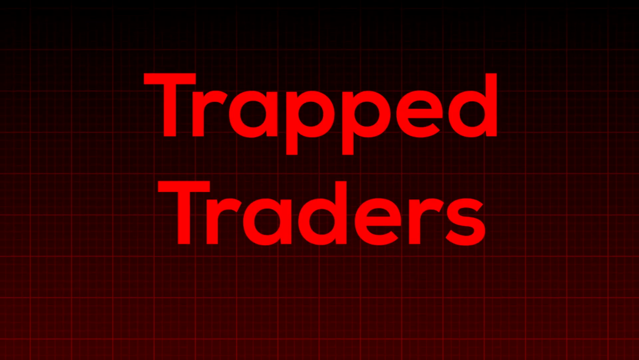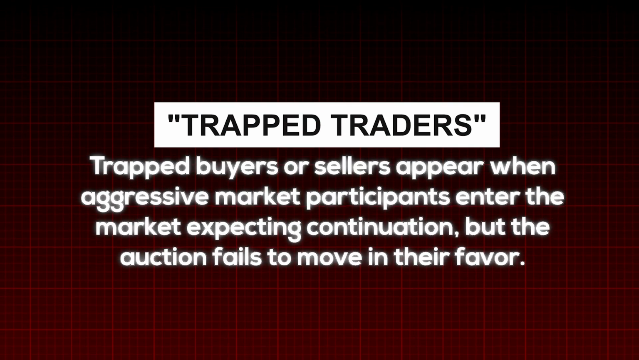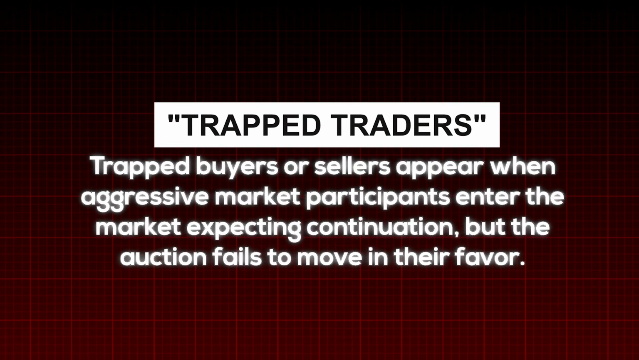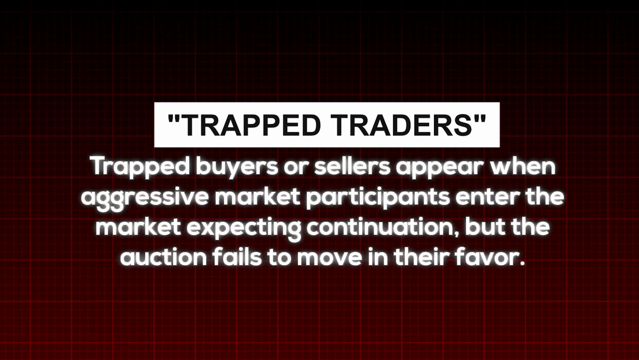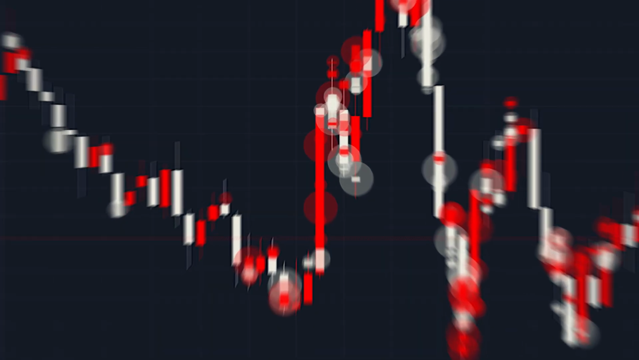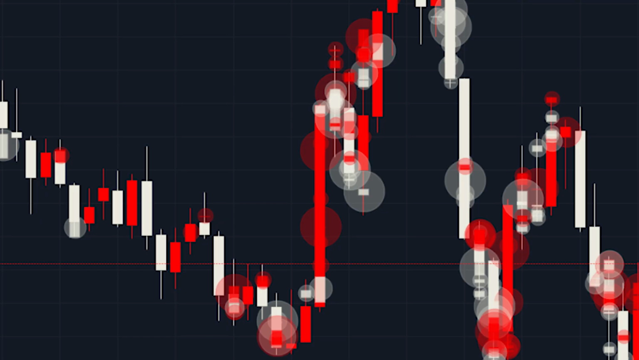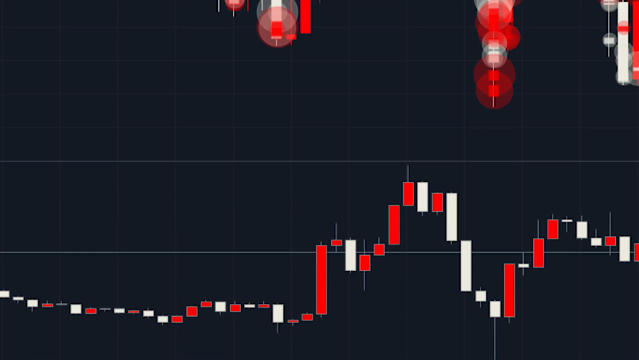Now let's talk about trapped traders. Trapped buyers or trapped sellers appear when aggressive market participants enter the market expecting continuation, but the auction fails to move in their favor. For example, buyers aggressively lift the offer, pushing price higher with strong positive delta. However, shortly after entering, the market stops progressing higher. Price stalls or even starts moving lower. This means those initiative buyers are now trapped in losing positions.